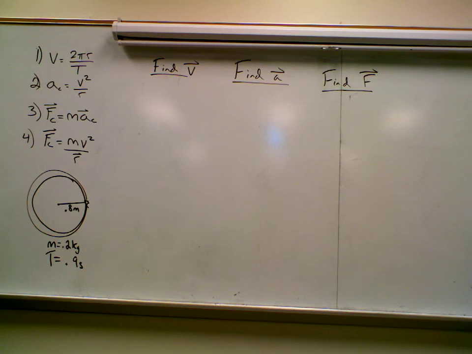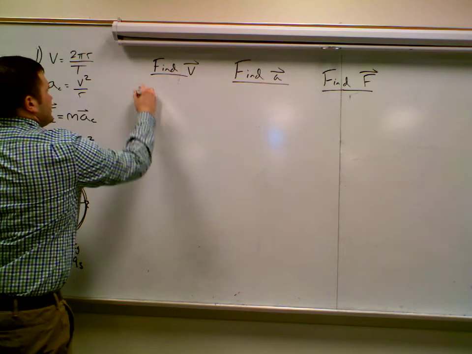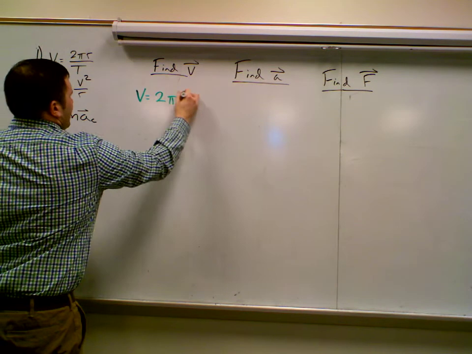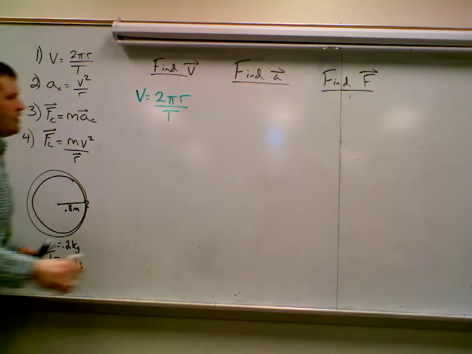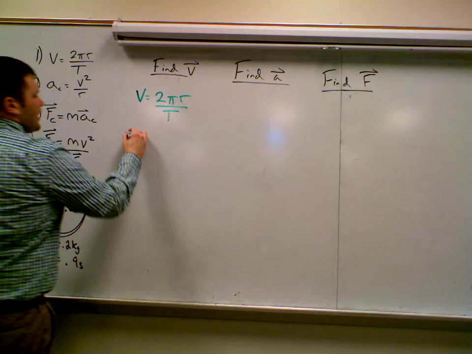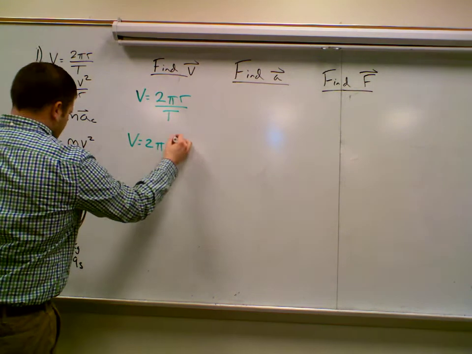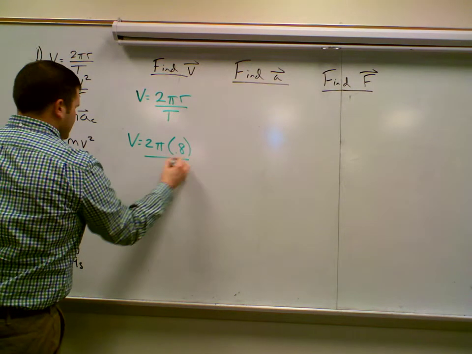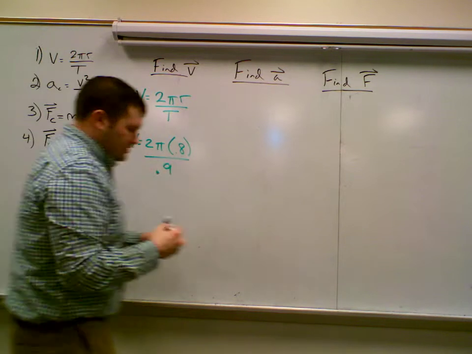All right. So to find velocity, what part of this picture is important to me? The radius and the period, right? Because which equation am I going to use to find velocity? Number 1. Good. So we know velocity equals 2 pi r over the period. So velocity equals 2 pi times 0.8 over 0.9. Does that make sense?